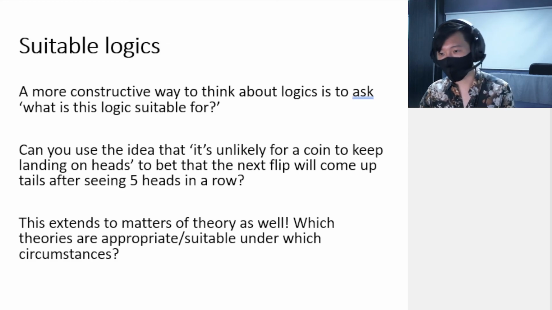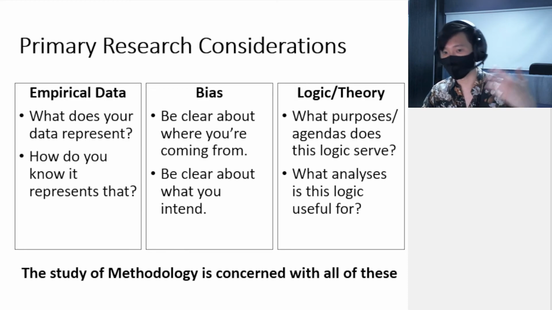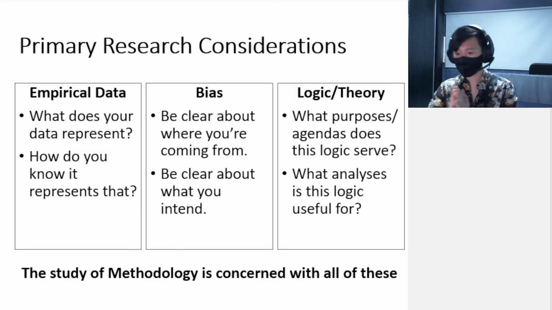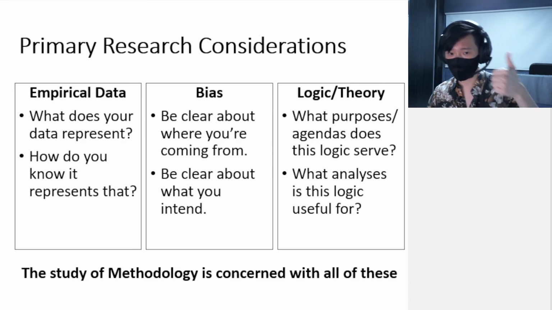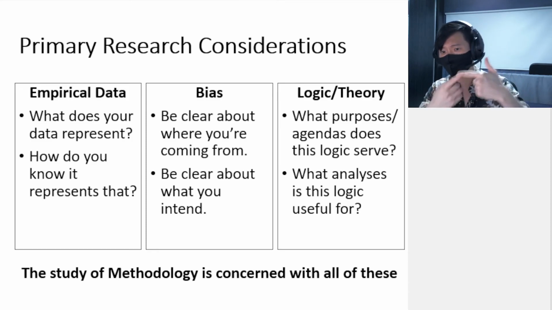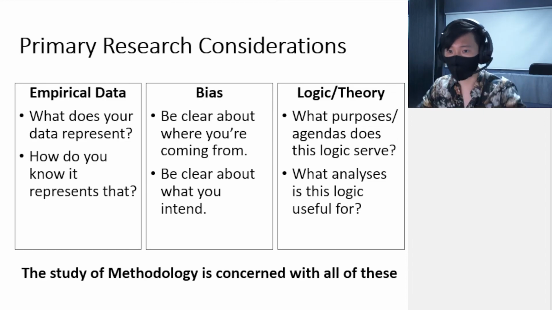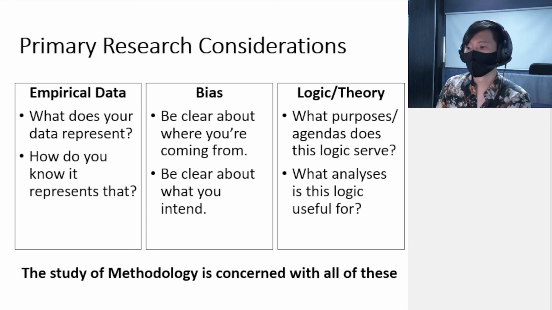And so having spoken about matters of empirical data, of bias, and of logic or theory, these are the primary research considerations that I think it's important to summarize here. When you want to start a research project, when you want to explore your curiosities further, it's important to think about what your data represents and how you understand this. So what do you do to get this data? And based on what you did to get this data, how do you know that it represents that, right? Secondly, bias. Be clear about where you're coming from. Be clear about what you intend to do.